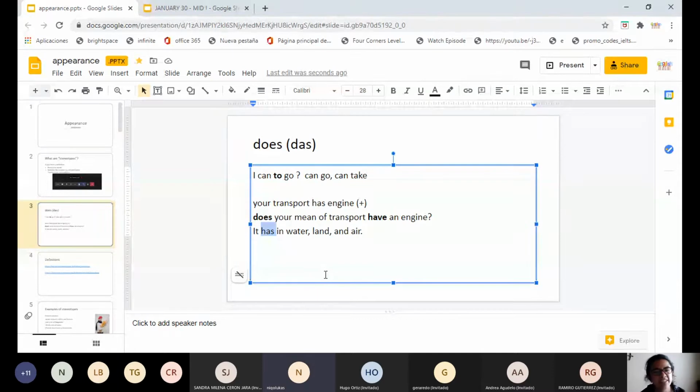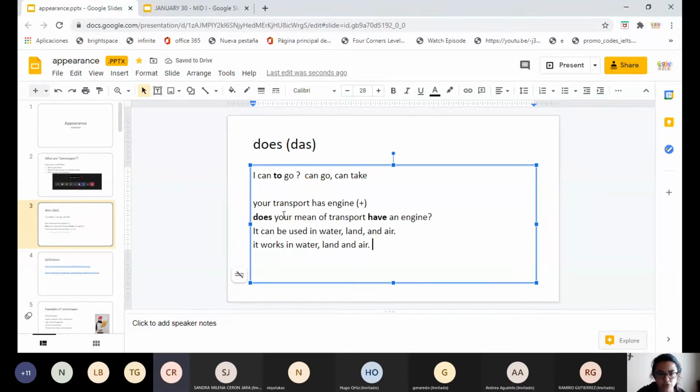No, I wouldn't say it is in water. It can be used, maybe. Well, why not? It can be used. Or it works. I think the best option is it works. It works in water, land, and air. I think that's the best option. It has, but it works.